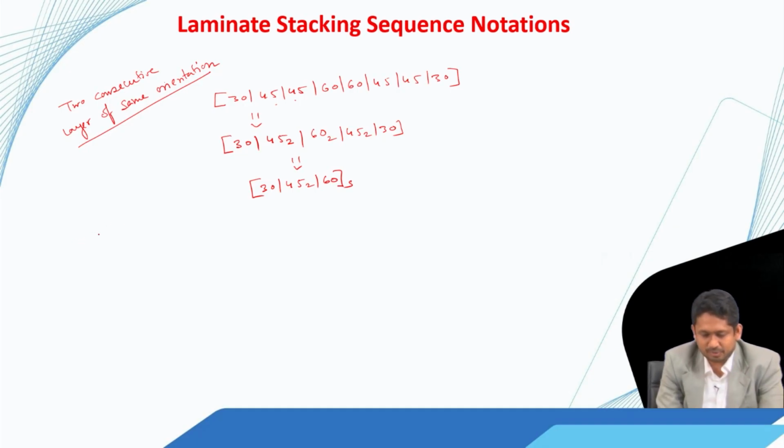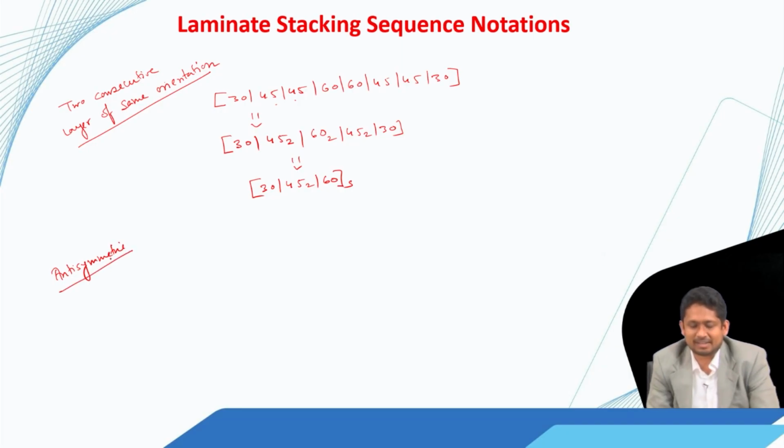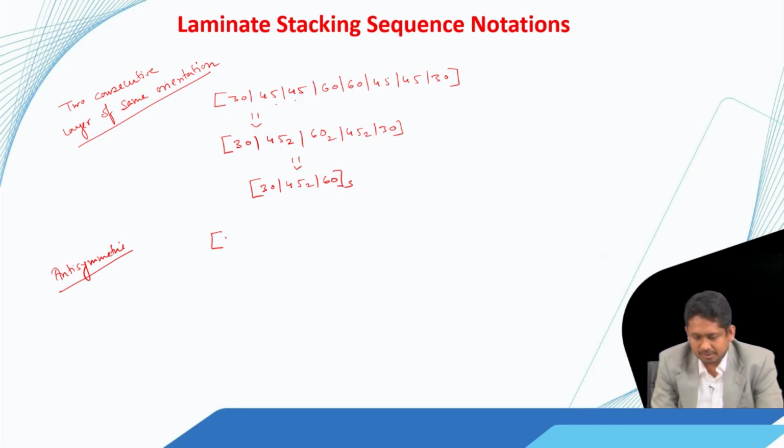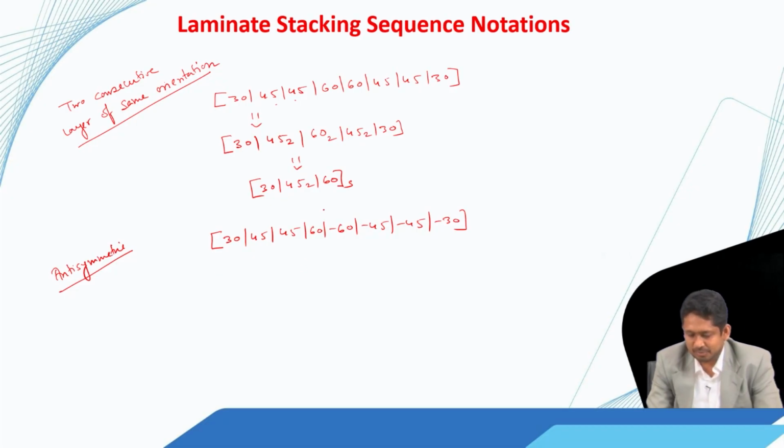Now, we can write antisymmetric laminates also. In case of antisymmetric, we generally put A or AS. Again, if we go by this example, 30, 45, 45, 60 and then we have minus 60, minus 45, minus 45 and minus 30. So, this is antisymmetric with respect to this. So, we can write this as 30, 45 subscript 2, 60 and A, that means it is antisymmetric.